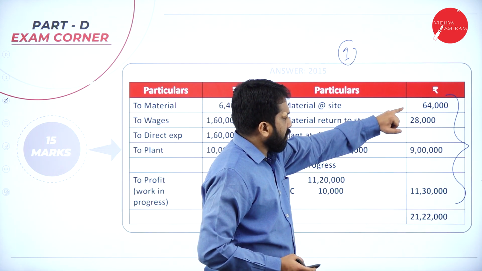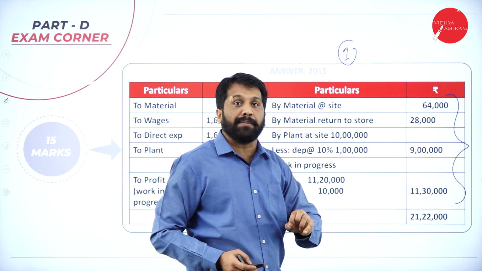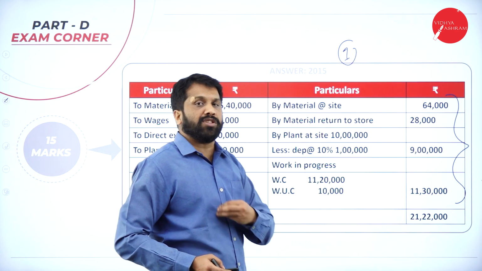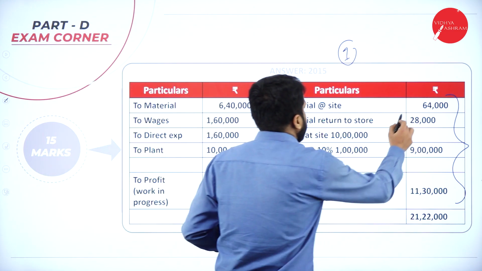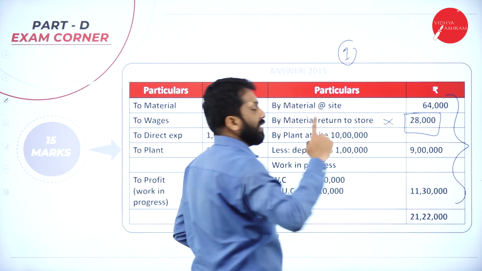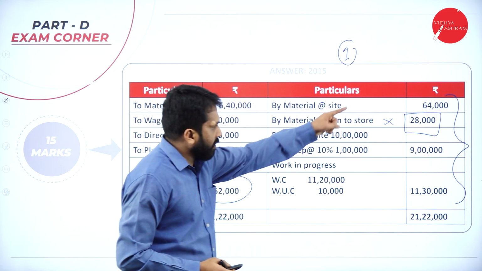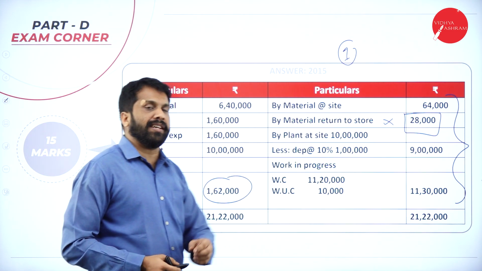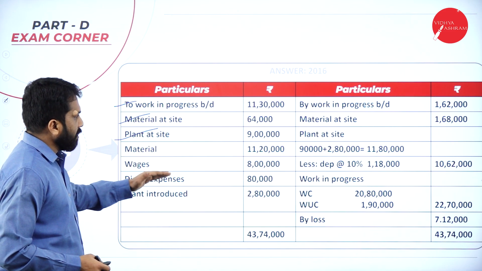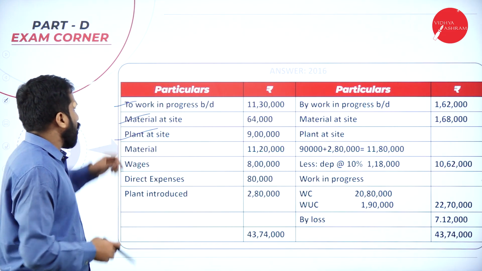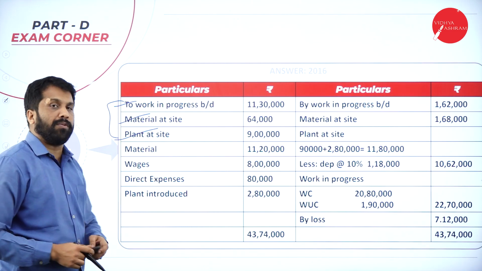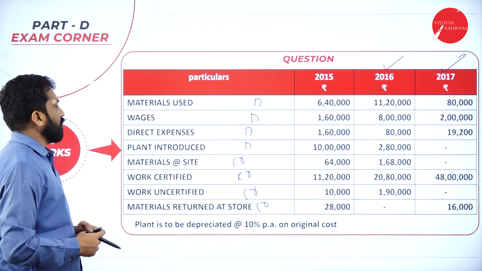9 lakh 64, 11 lakh 30, except return. Anything which is returned, it is not an opening balance for next year. So return we will not consider for next year. Other than that, these three have to be copied for next year. This is done. Your credit side, again same procedure. Once you copied, we'll go back to the question.